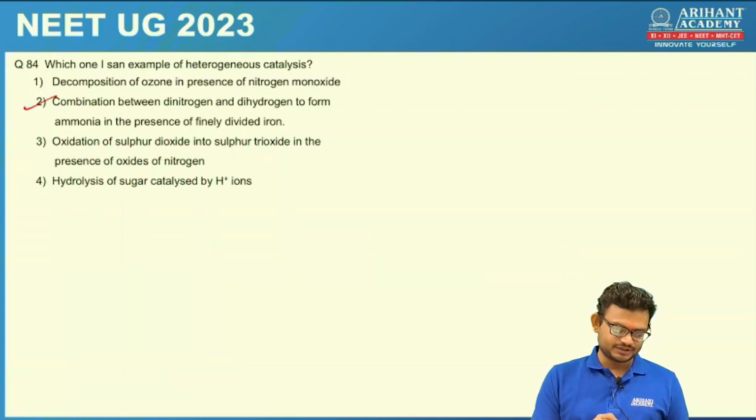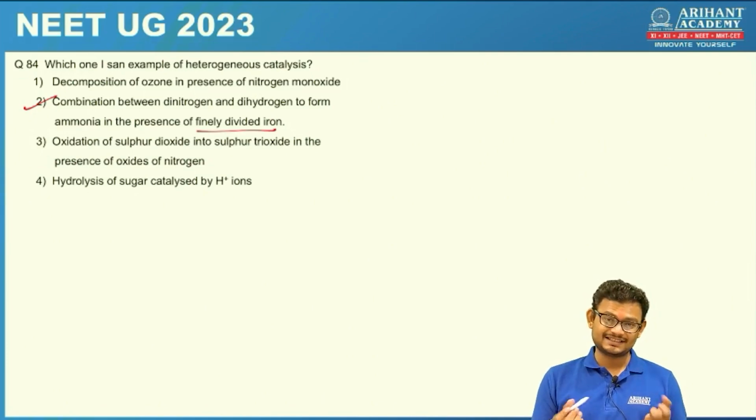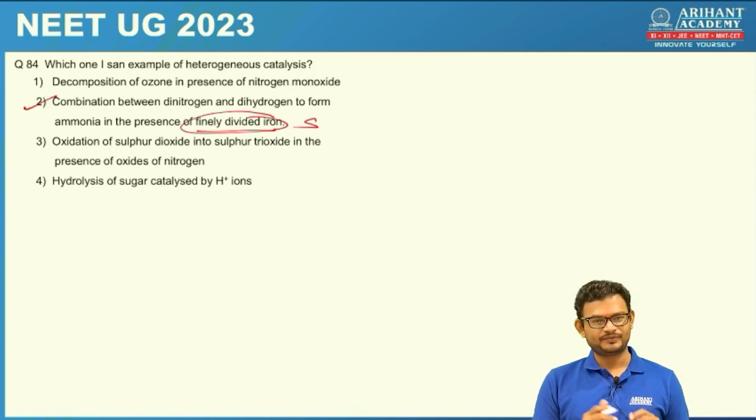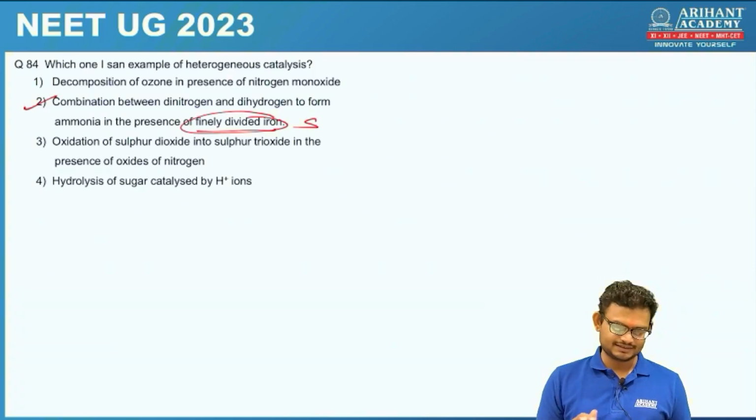So decomposition of ozone in presence of nitrogen monoxide, definitely not, दोनों ही gases हैं. Option 2, combination of nitrogen and hydrogen to form ammonia in presence of finely divided iron, again is Haber's process. So finely divided iron solid state में है और बाकी जो reactants है वो gases, meaning heterogeneous catalysis का example है. So which is option 2.